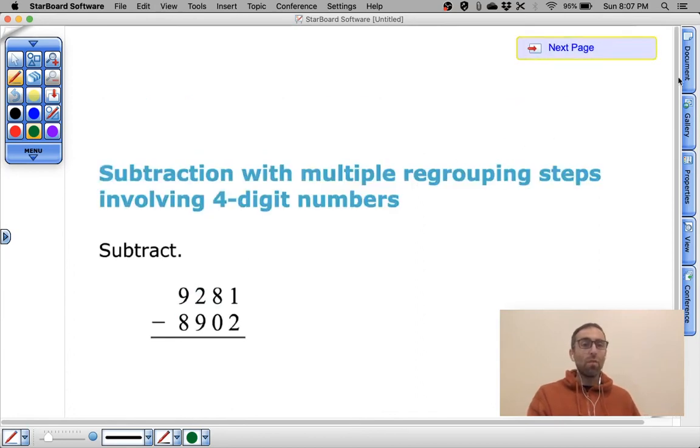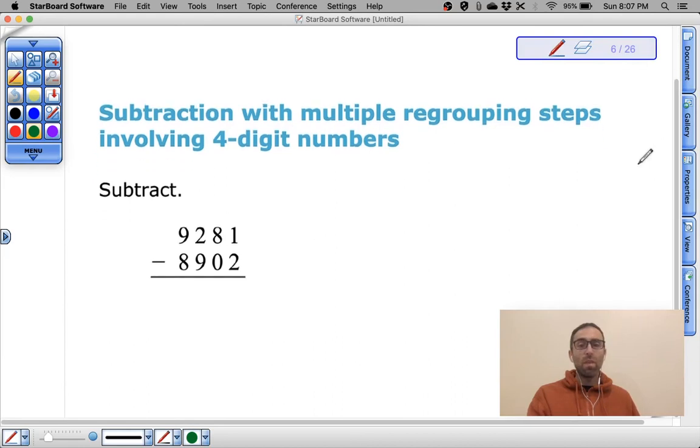Again, I have another 4-digit number here. I'm going to start off with 1 minus 2, which I can't do, so I'm going to have to borrow from the 8. So the 8 becomes a 7, and the 1 is going to become an 11. 11 minus 2 I can do, and I get an answer of 9. 7 minus 0, I can do that, and the answer is going to be 7.